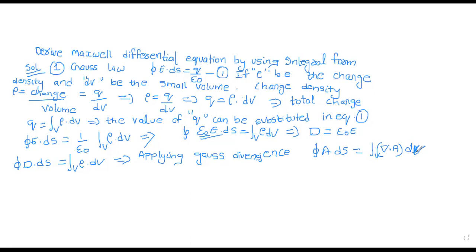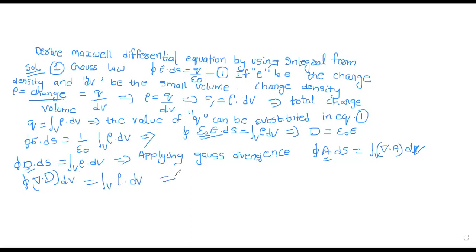So here A is nothing but our D. So what can you write? The integration of del dot A becomes del dot D into dv, right? Clear, everybody? This should be dv, which is equal to the volume integration of rho dv.